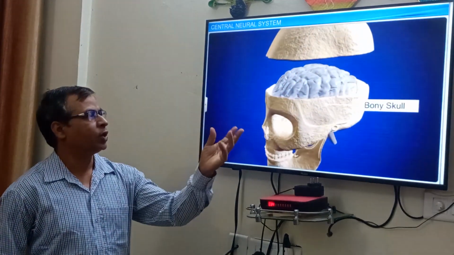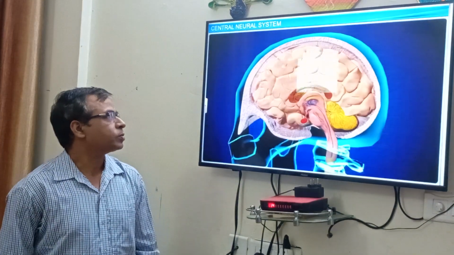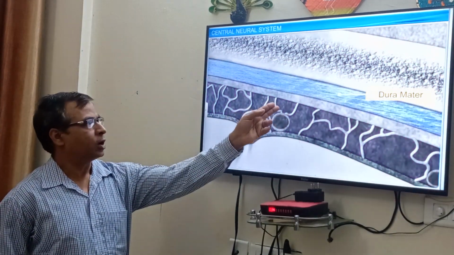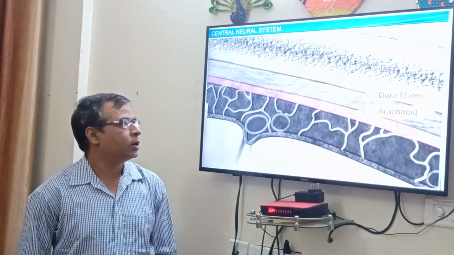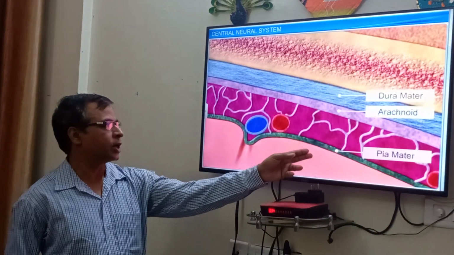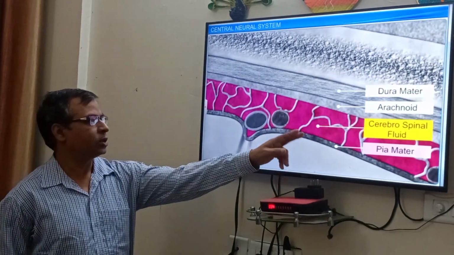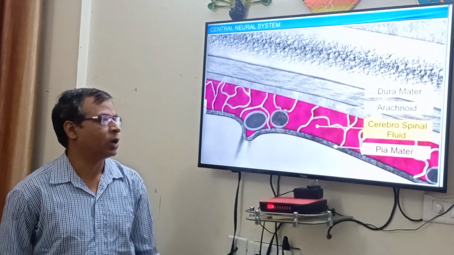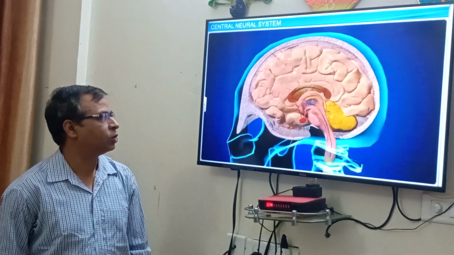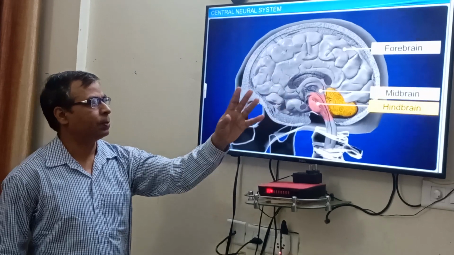It is protected by the bony skull, and this portion is called the cranium or brain box. It is covered by three meninges. The outer one is the dura mater, the middle thin one is the arachnoid, and the third is the pia mater. The pia mater is connected with the tissue of the brain, and cerebrospinal fluid fills the space between the arachnoid and the pia mater. This fluid also protects the brain from shock.